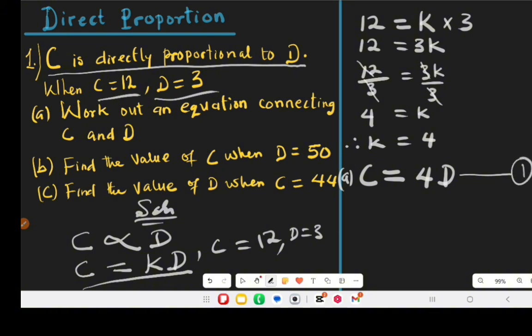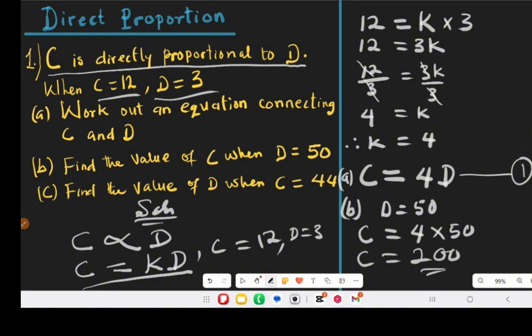Now we move to B. B says find the value of C when D is 50. From equation 1, we put D equal to 50. Then we have C is equal to 4 times 50. C is equal to 4 times 50 gives us 200 as the answer.